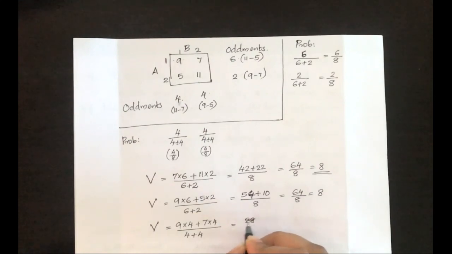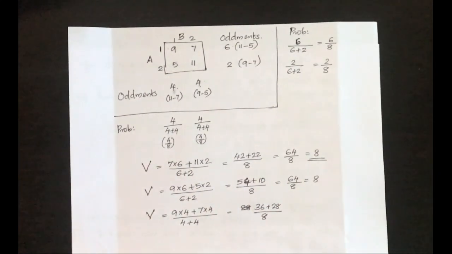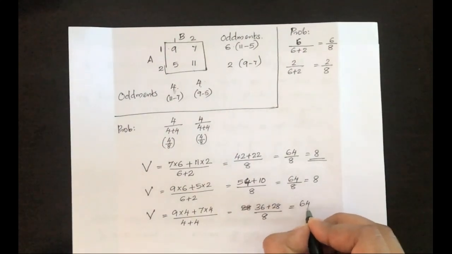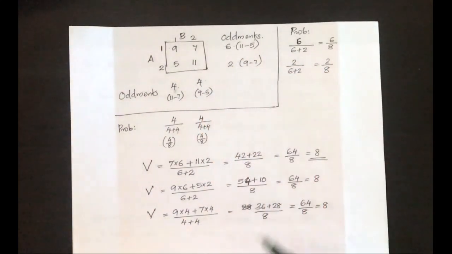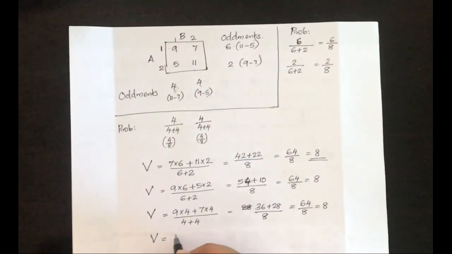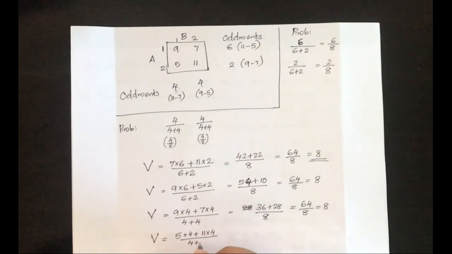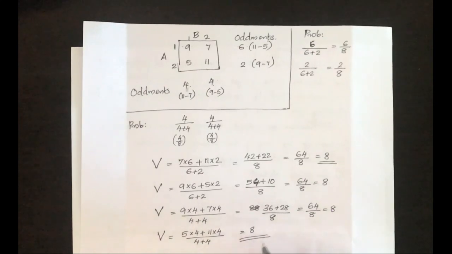That is 36 plus 28, divided by 8. It is again 64 by 8, that is 8. Then if I am using the second row, V is equal to 5 into 4 plus 11 into 4 divided by 4 plus 4. By solving it, it will again be 8. So the value of the game is 8.